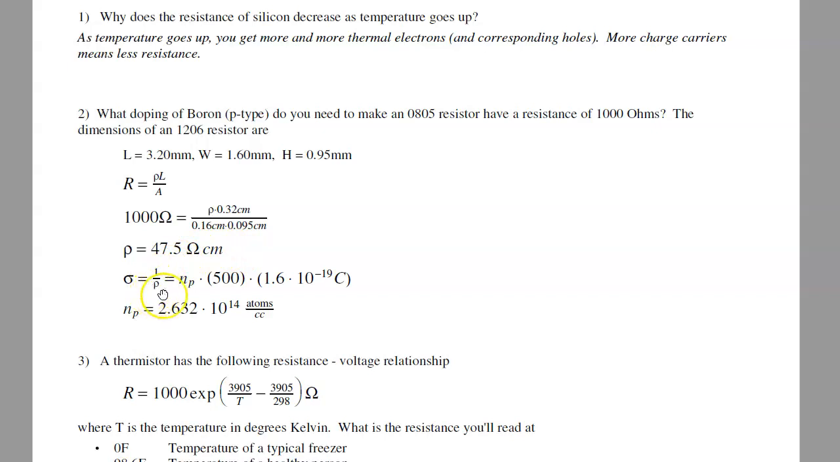The conductivity is the number of charge carriers times the mobility times the charge per carrier. Solving, I get the number of carriers, which is the doping, is 2.6 times 10 to the 14th. That may seem like a big number, but you've got to remember Avogadro's number is 10 to the 23rd. So one atom out of every 10 to the 9th is boron. Very few atoms, so it doesn't change the mechanical or the crystal behavior, but has a big impact on the resistance. It's now a 1000 ohm resistor.